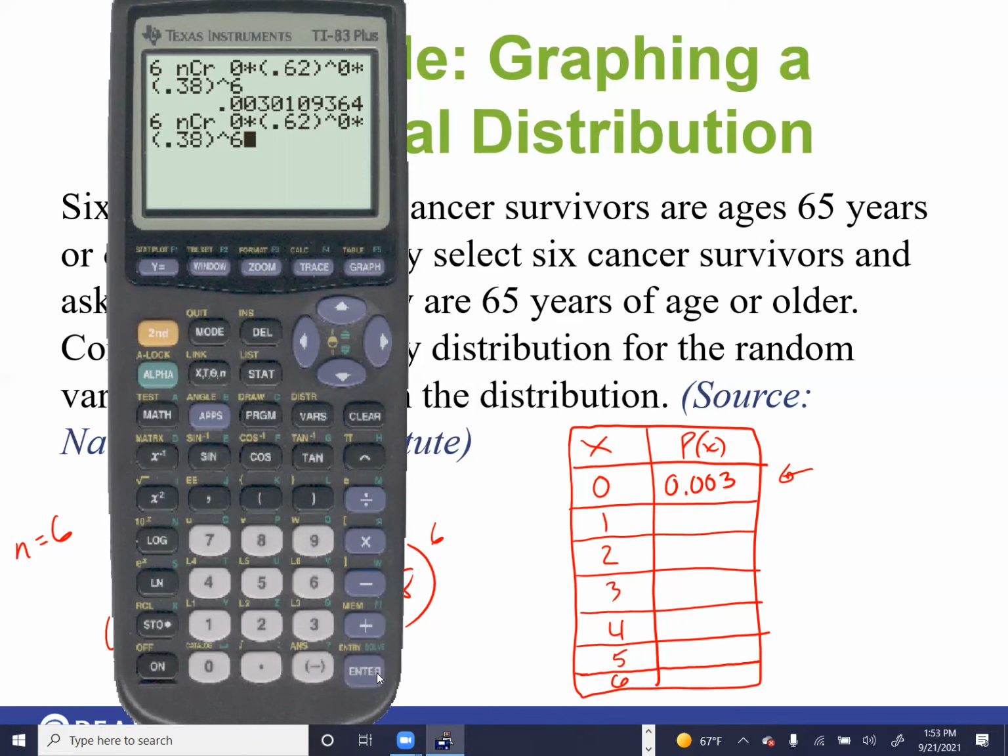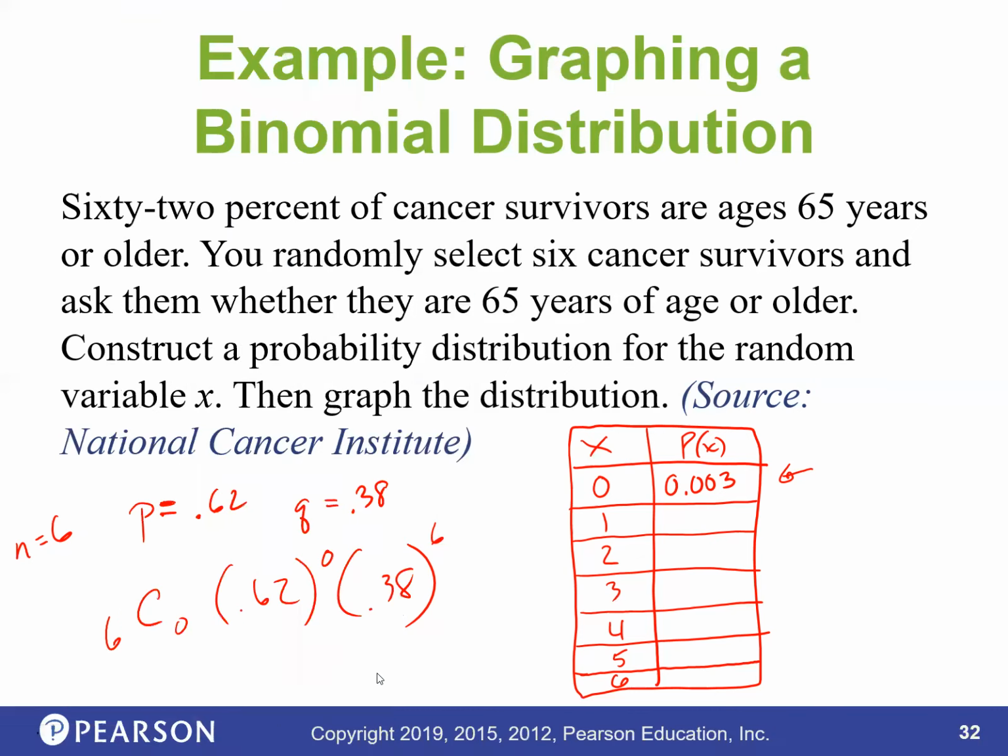Okay, let's try the next one here. I think I got 0.029 for the next. So I'm going to put in the answers here. You went from less than 1% to now 2.9%. Then we're up to about 12%. That went up really fast. Then we're up to 26% here. Then about 32% here. About 20% here.